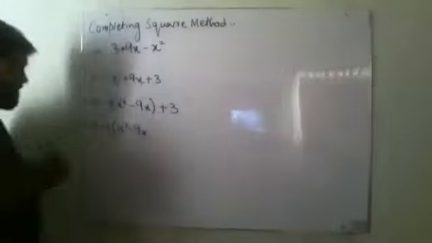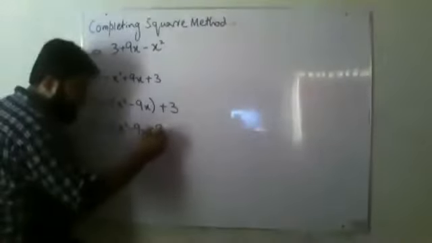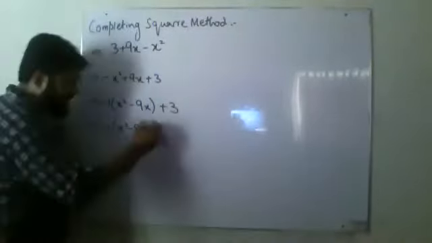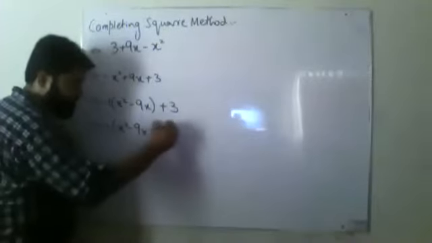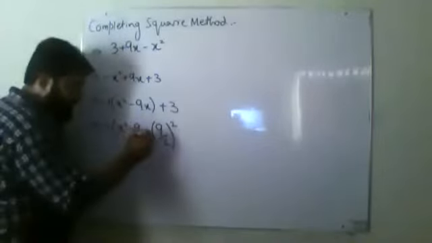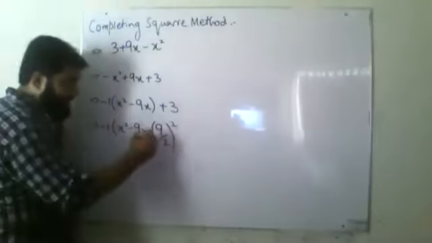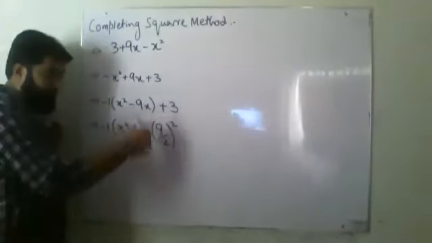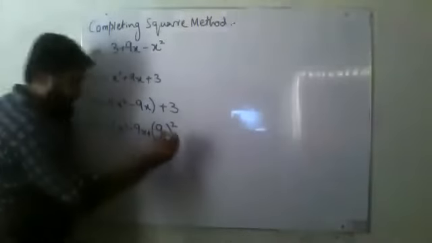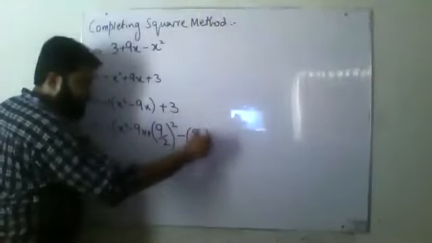How? See, what's the coefficient? The coefficient is 9. So 9 divided by 2, squared. I have brought this thing by myself. I'm adding it by myself. It was not a part over here. To balance my equation, I'm going to subtract it also: 9 over 2 whole square.